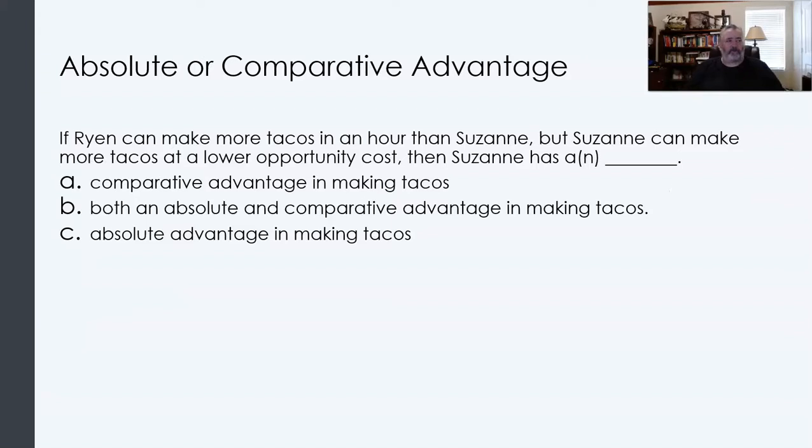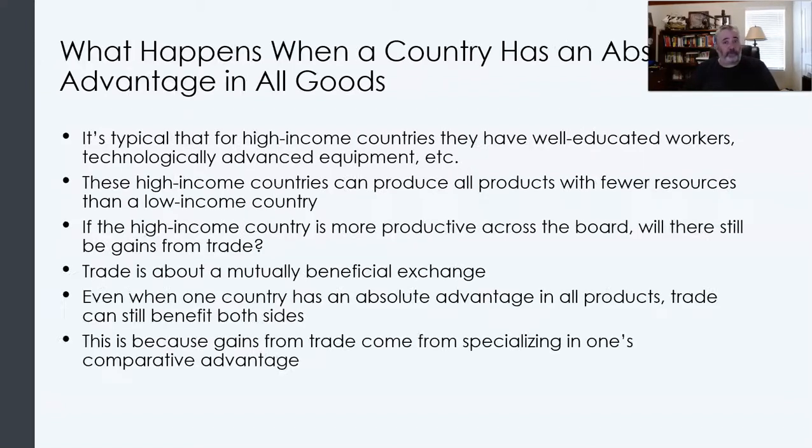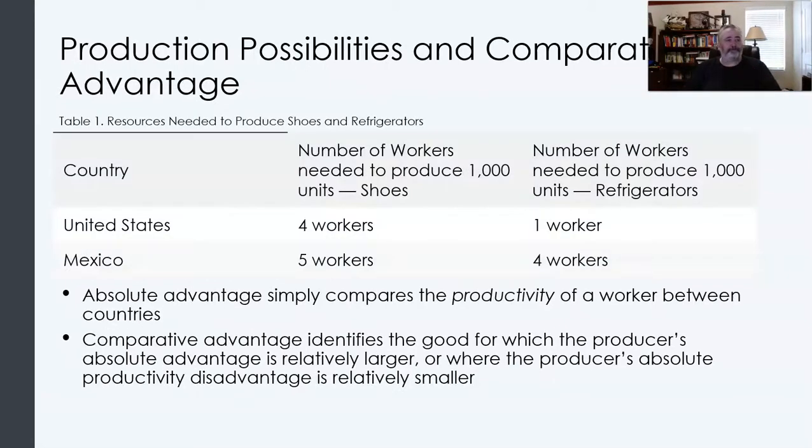So if Ryan, interesting spelling, can make more tacos in an hour than Suzanne, but Suzanne can make more tacos at a lower opportunity cost, then it can be said that Suzanne has a comparative advantage in making tacos. She doesn't have an absolute advantage, Ryan does. In the same amount of time, there's your resource, in less time, Ryan can make more. Right? Ryan can make more in a single hour than Suzanne can. That means they have an absolute advantage. All right. So again, higher income countries, better off countries, is that an appropriate phrase, tend to have an advantage in all goods.